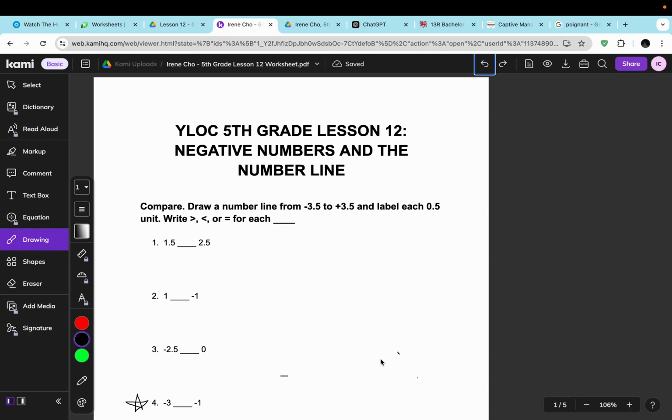And I'll be doing the YLOC 5th grade lesson 12, negative numbers and the number line. For the first question, it asks: compare, draw a number line from negative 3.5 to positive 3.5 and label each 0.5 unit. Write greater than, less than, or equal for each problem.